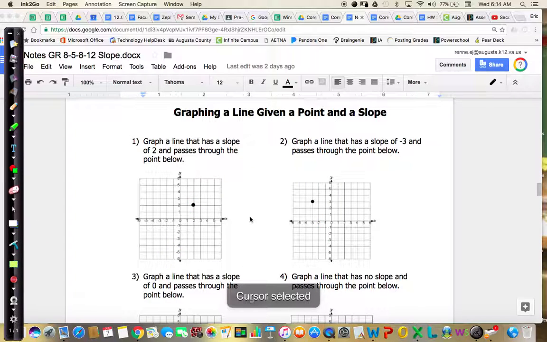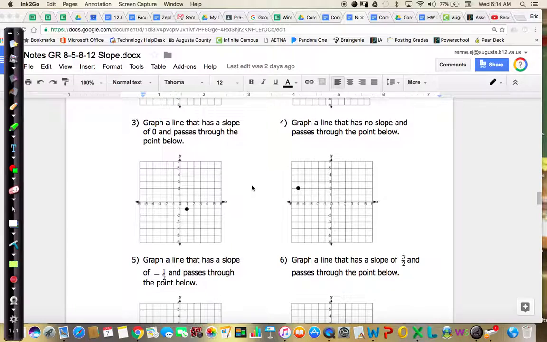It says graph a line that has a slope of 0 and passes through the point below. Okay, so if it has a slope of 0, that means that the rise is going to be 0. And then you just use 1 point here. Okay, so the run is going to be 1.